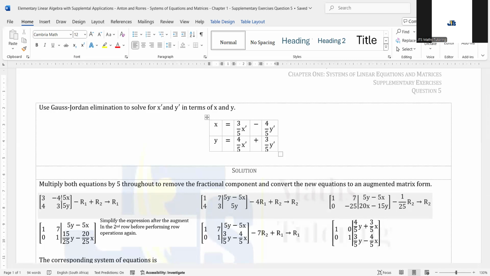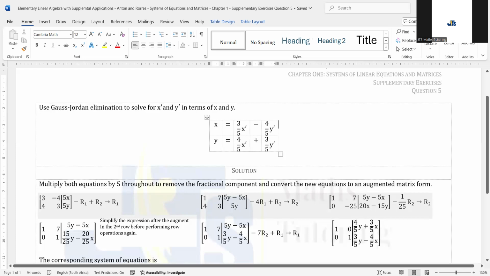So what I can do is multiply row 1 by -1 and then add row 2 to get a new row 1, which is just as good as subtracting row 1 from row 2. 4 minus 3 here, you get the 1, which is what I have right here. It's going to give me a 7 right here. 5y minus 5x, which is what I have right here.